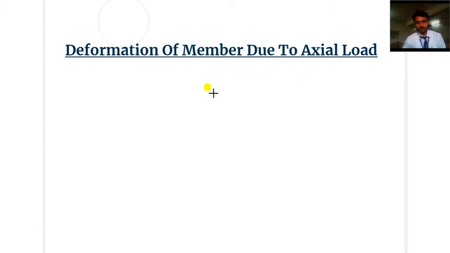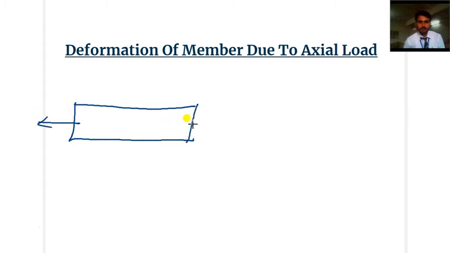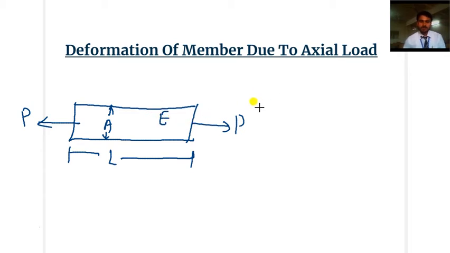Deformation of member due to axial load. If we have a rectangular bar like that, and a load P is applied along the longitudinal axis of the bar, whose length is L meter and the cross sectional area is A, and the modulus of elasticity of the member is E. How much deformation will occur on that particular bar due to this external load along the longitudinal axis, we will calculate here.